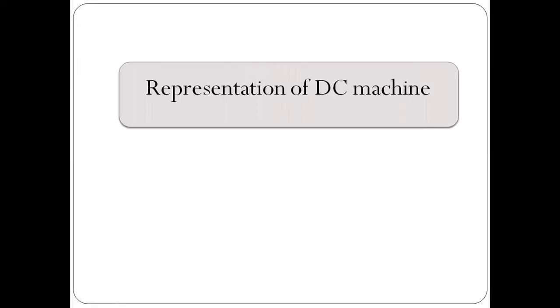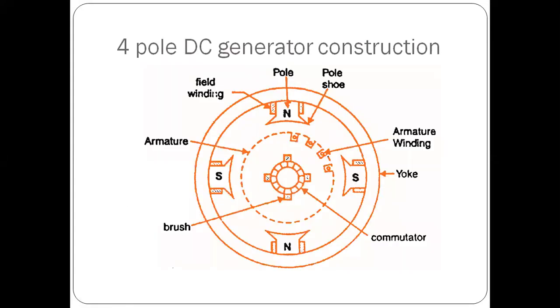So today, we shall study the representation of DC machine. In the previous video, we studied the construction of DC generator. You can observe how many poles are there here? There are 4 poles in the diagram.